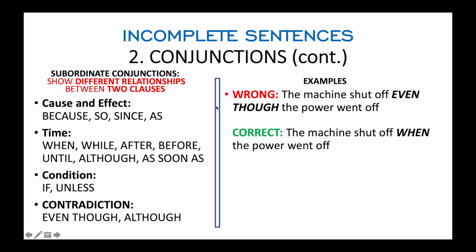So here are the examples of the conjunctions for the subordinate conjunctions. So you cannot choose this one. The machine shut off even though the power went off. If we translate in Indonesia, jadi mesinnya itu mati meskipun listriknya juga mati. That is wrong, everybody. You should change it into when.